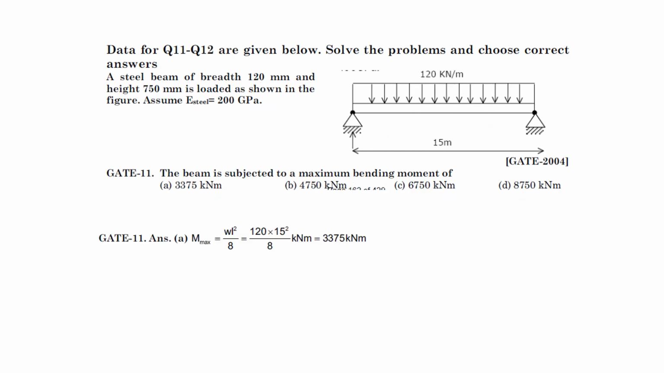So in this case, the bending moment is a standard expression, that is wL²/8. These things I will derive later once I teach the complete lecture series for strength of materials. So it's a standard expression, wL²/8. All those things are given. If you put them here, w is given 120, L is given 50, you'll get 3375. So the answer is A, 3375 kilonewton meter.